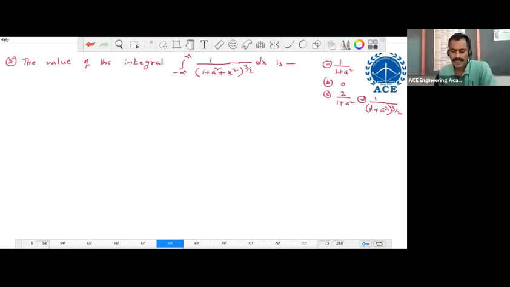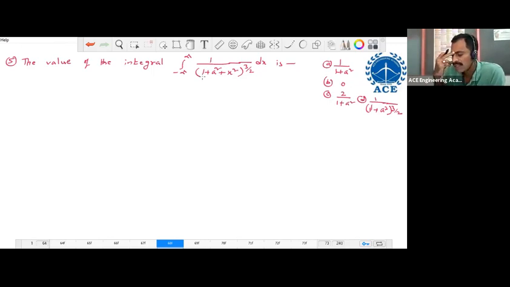Now, this is the integral. We are given a definite integral along with the limits. But for this definite integral, the limits are infinite, so it is an improper integral, an improper integral of the first kind, because both limits are infinite.